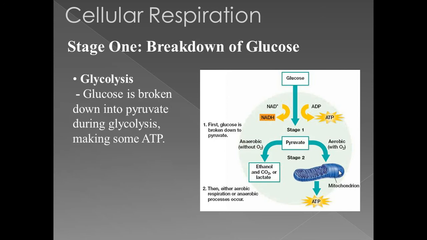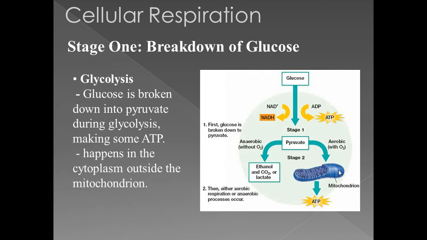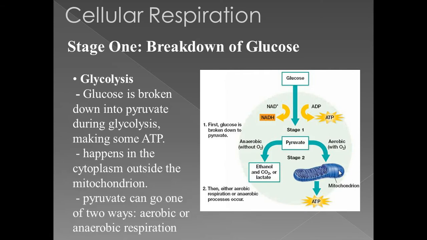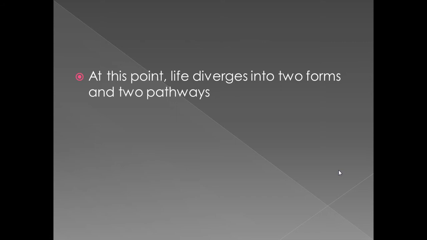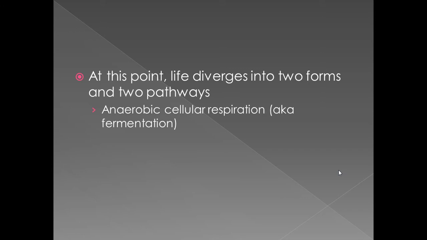In glycolysis, glucose is broken down into pyruvate, making some ATP. This happens in the cytoplasm, and pyruvate can go one of 2 ways, either aerobic, which means with oxygen, or anaerobic, which means without. At this point, we kind of see that life, the type of organism you have, diverges into 2 forms and 2 pathways. You've got anaerobic cellular respiration, which is otherwise known as fermentation.